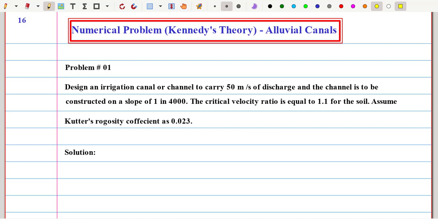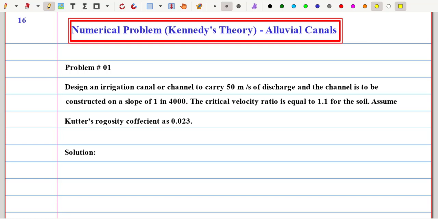Now let's move to the next step, which is step number 5. Step number 5, and this is our last step, right? Step number 5, we need to find the mean or actual velocity, which we represent with V. So what is the formula for finding the actual or mean velocity?